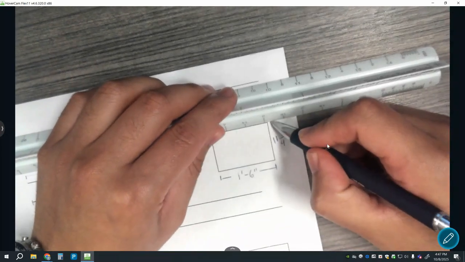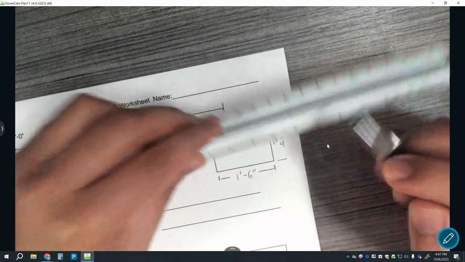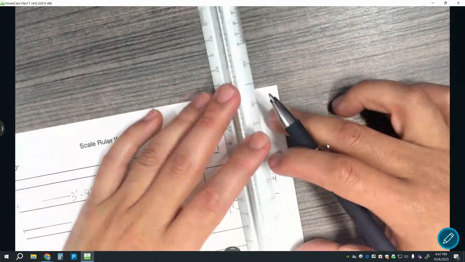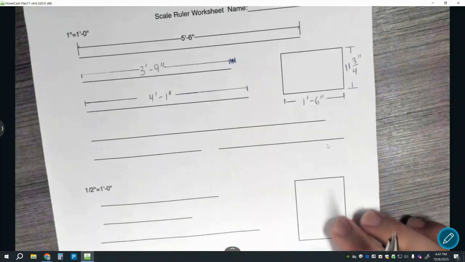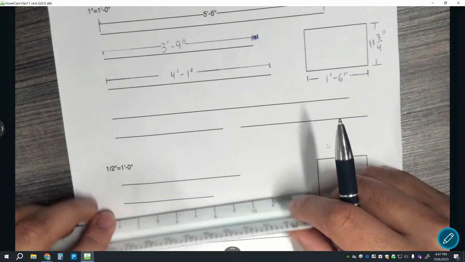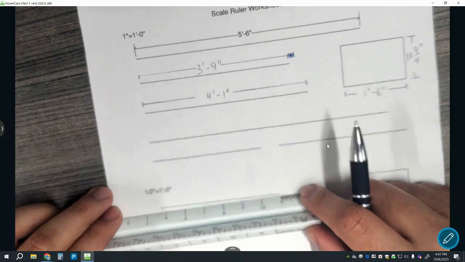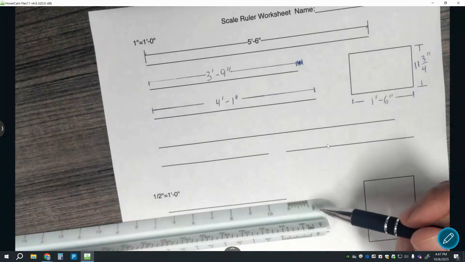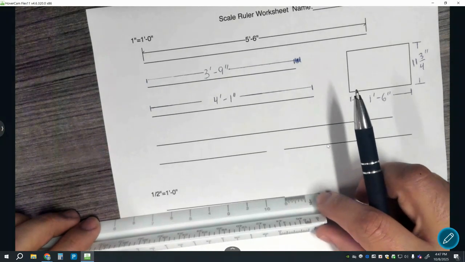So once again, let's indicate the starting and ending point of this. Now we're going to skip a few here and go to the next scale, the half-inch scale. Now we're going to measure from right to left. So let's start from the 0. Make sure we're in the correct scale first. So that's the half-inch scale. Start from the 0.